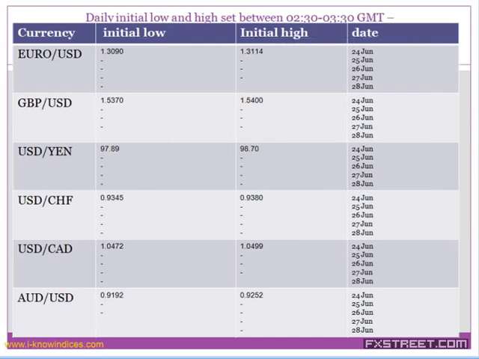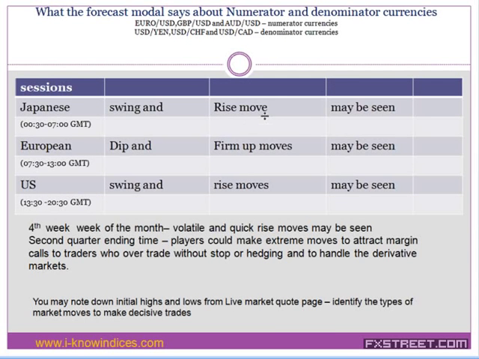So today, swing and rise moves during the Japanese session, and dip and firm up moves during the European session, and swing and rise moves during the US session are expected. It is the 4th week of the month and the last week of the month. So volatile and quick rise moves may be seen, and at second quarter ending time, players could make extreme moves to attract margin calls to traders who overtrade without stop. So that condition is very important.